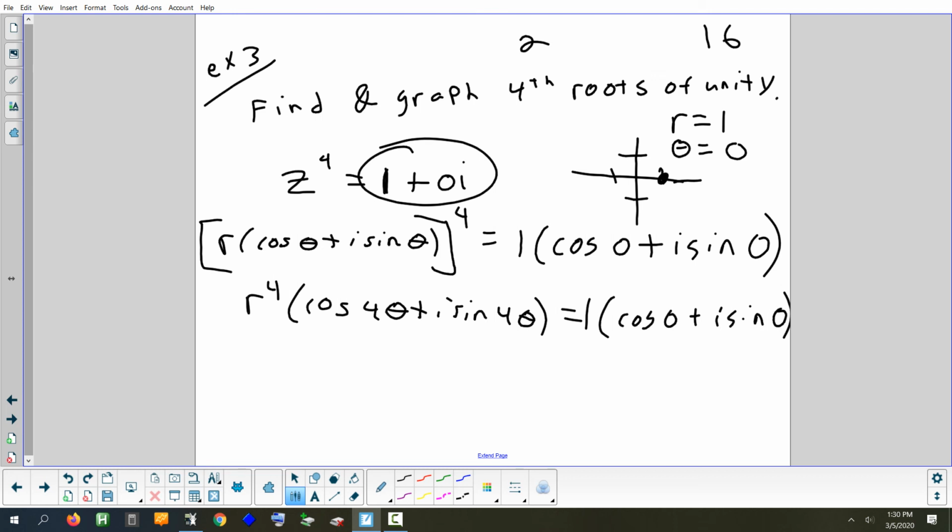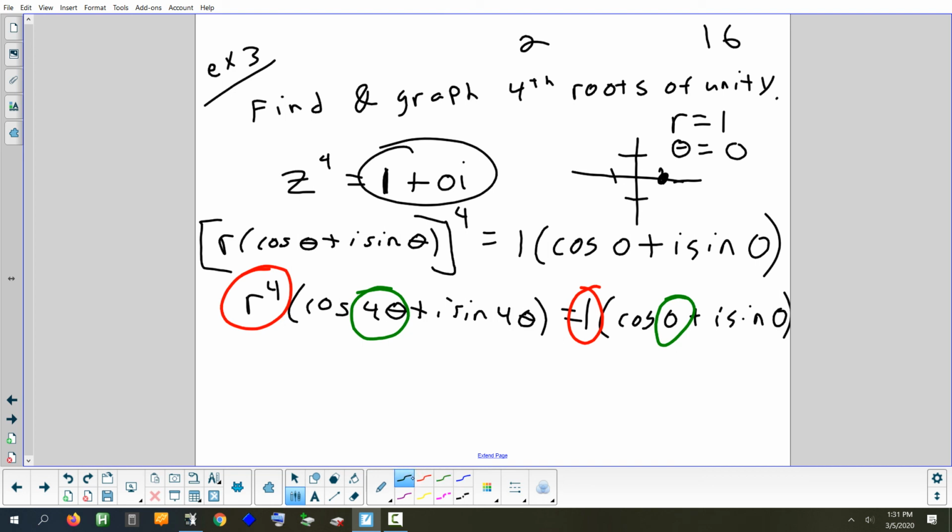Now, I said that the radius on the left has to match the radius on the right. The angle on the left has to match the angle on the right. So after a while, you might be able to do some of that in your head and just say, okay, I know it's r to the 4th. I know the radius with the Pythagorean theorem is 1, so it's just r to the 4th equals 1. But we're going to write it out.